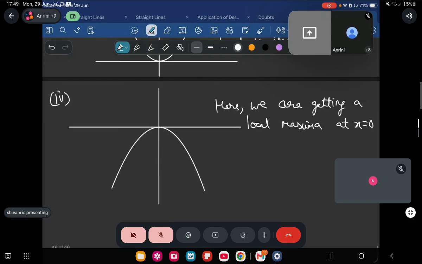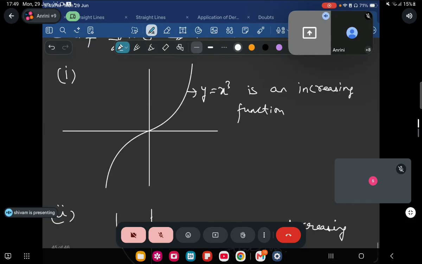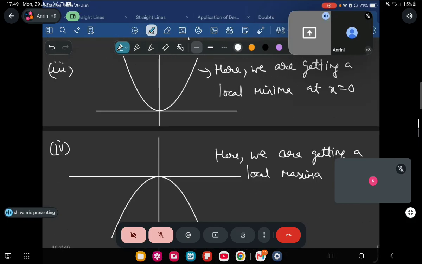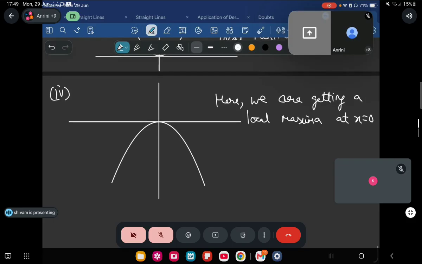But still, in all four graphs, the derivative at x equal to 0 is 0 only. Right, everyone? If you find out the derivative at x equal to 0 for all functions, you will get 0 only. But still, in some cases, you might get local maxima or local minima. In some cases, you may get neither.